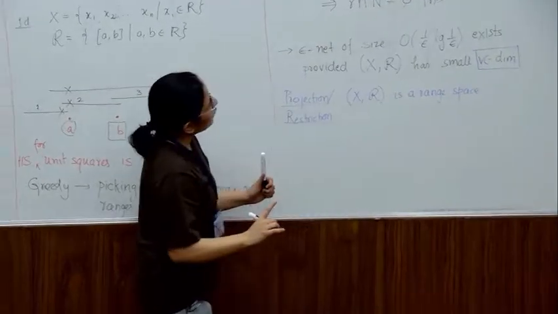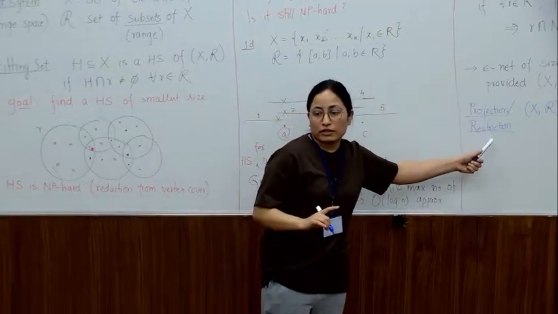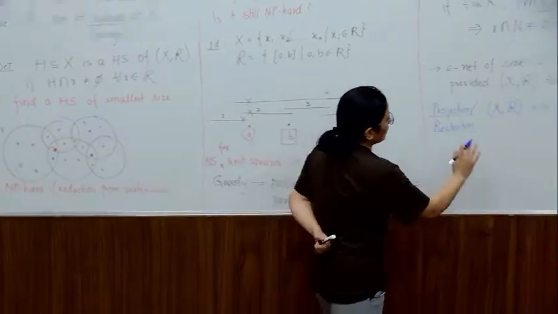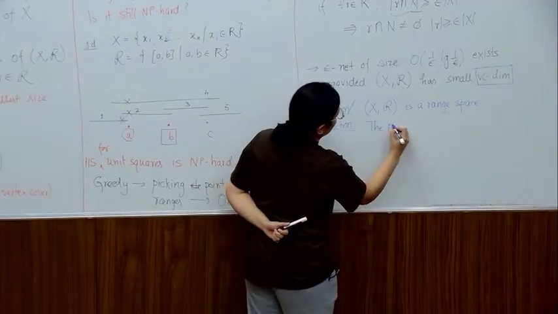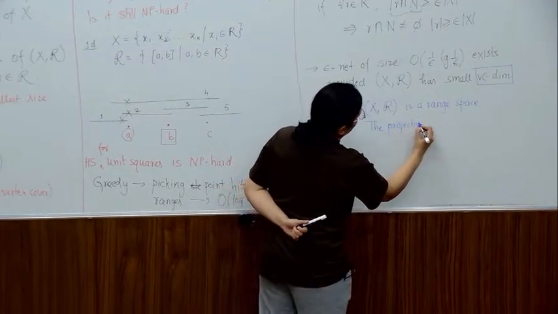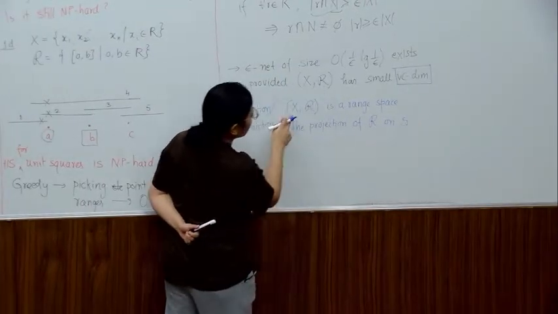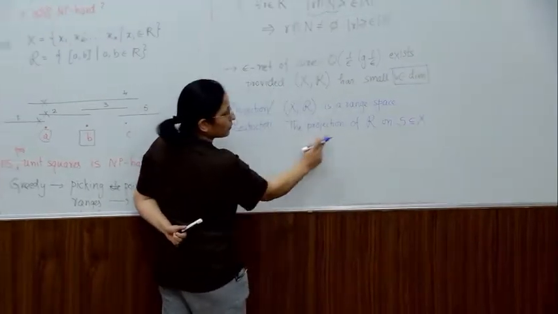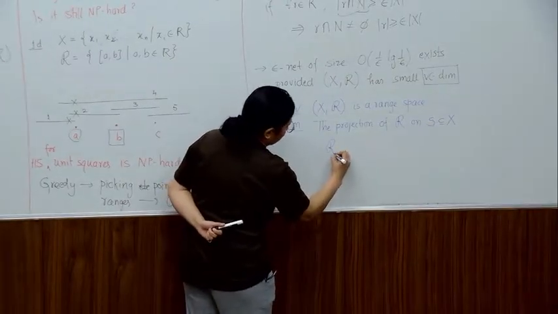If at some point I use n, it will denote the number of elements in X, the number of points in X. So (X, R) is a range space. The projection of a range R on, I'm taking a subset of X, so S is a subset of X. We define the projection of R on this set S as follows.